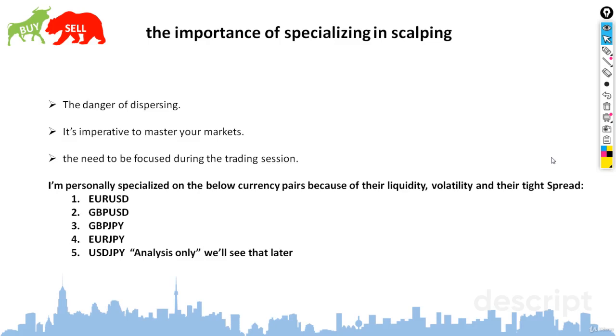I'm personally specialized in the below currency pairs because of their liquidity, volatility, and tight spread. The first currency pair is EUR/USD, the second GBP/USD, the third GBP/JPY, the fourth EUR/JPY, and the USD/JPY. We will see how to analyze these pairs in the next chapters.